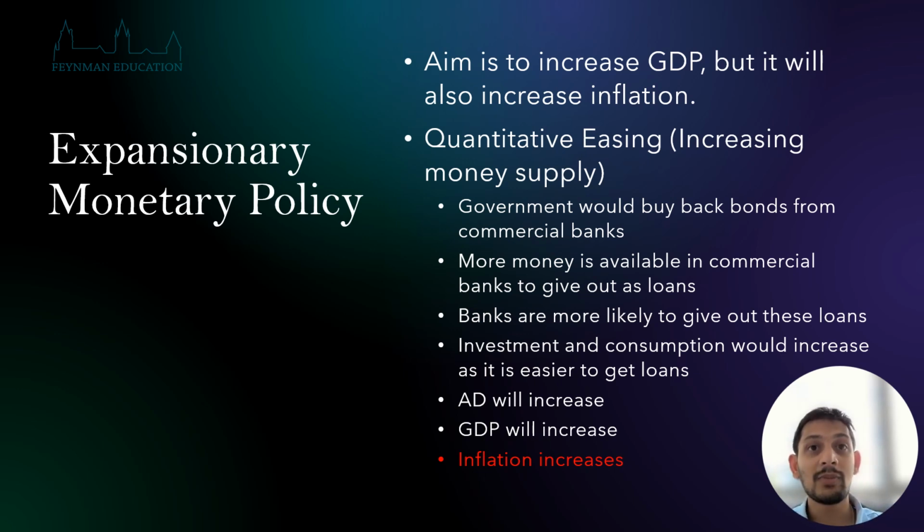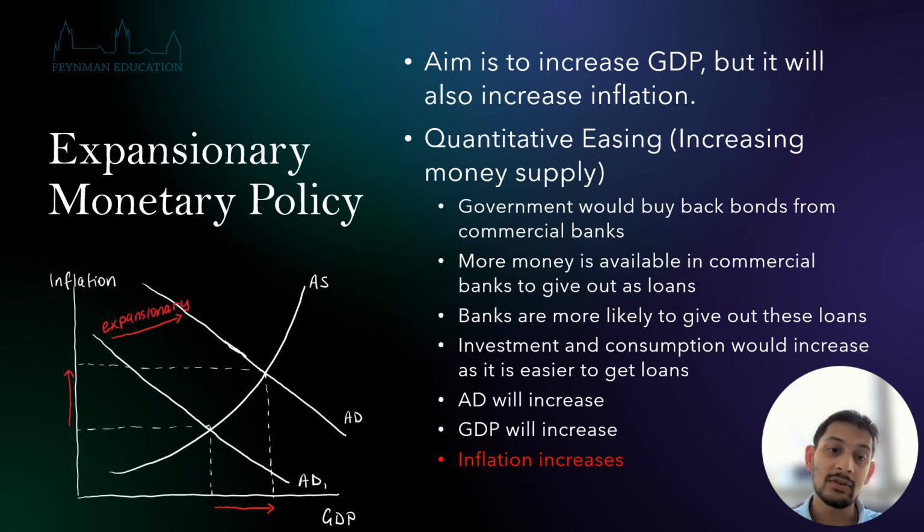And if they have more money, a bank would want to invest it. By investing it, they would give out more loans, or they're more likely to give out loans because they have more capital. Therefore, investment and consumption would increase as it's easier to get loans, which means aggregate demand will increase and GDP will increase. Like we can see on the diagram, we're moving the aggregate demand curve out.